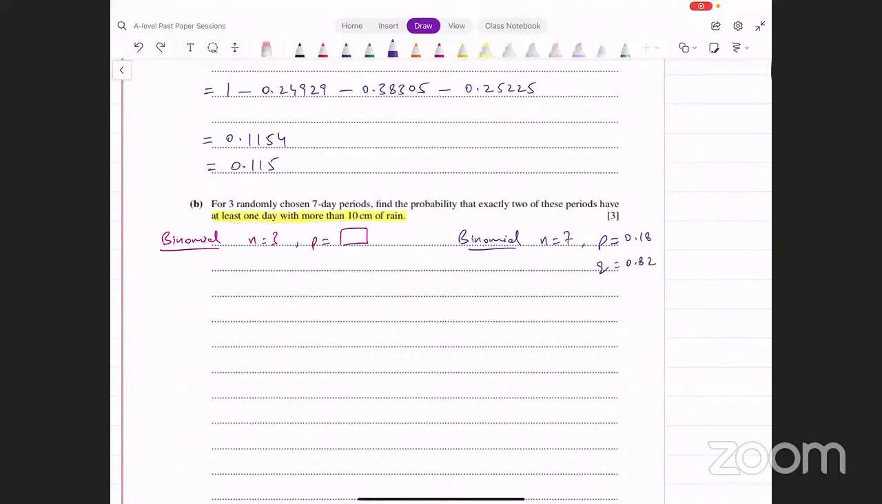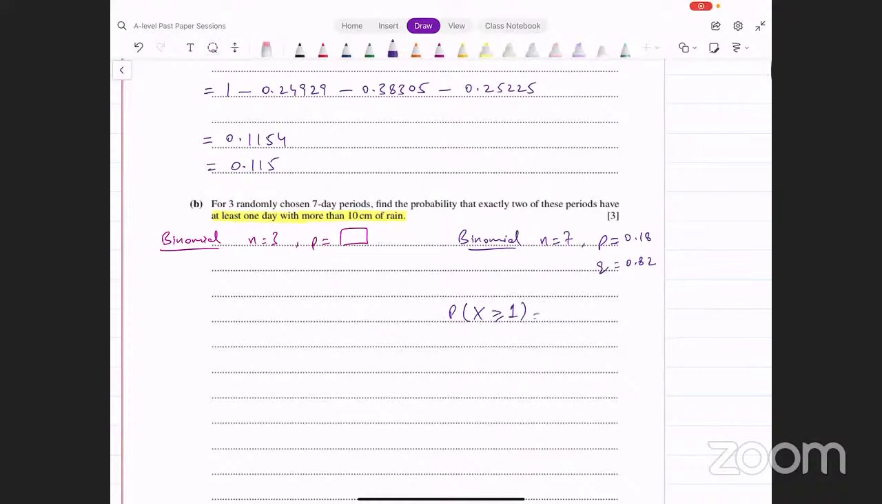At least one success. ये कैसे कैलकुलेट करेंगे? Probability of x greater than or equal to 1. At least one का क्या मतलब होता है? Greater than or equal to 1. Now greater than equal to 1 में क्या क्या आ जाएगा? 1 से लेकर 7 तक सारी possibilities.